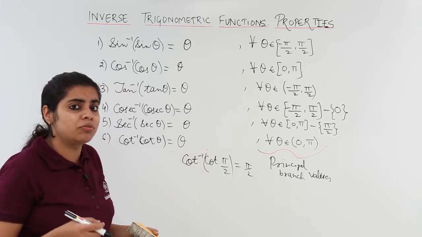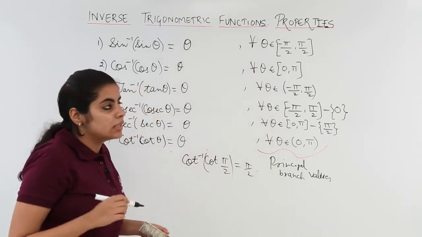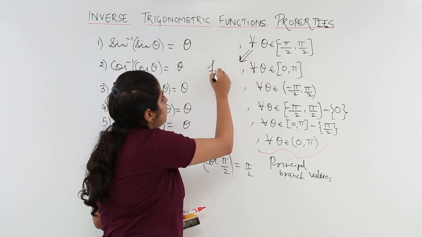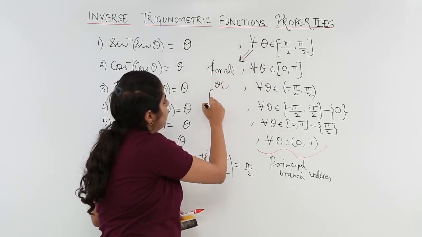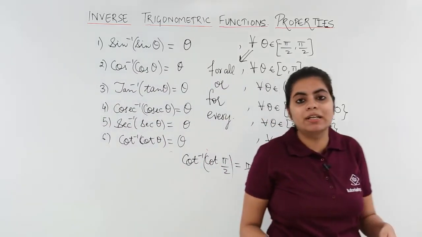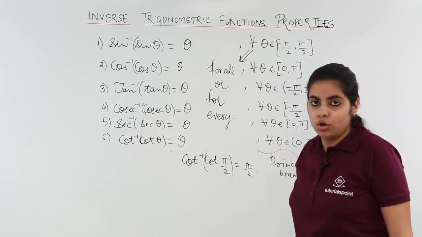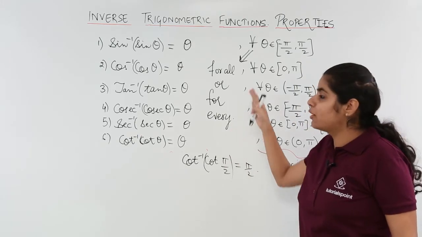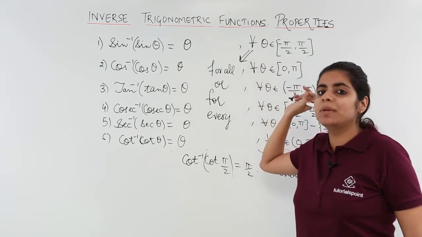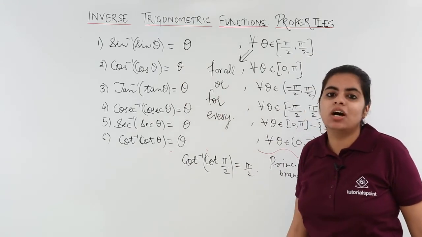One more important thing, some of you might not know the meaning or the pronunciation of the symbol. The symbol is called for all or for every. This symbol is very important in discrete mathematics specifically. As the name suggests, it means that for all thetas or for all angles which lie in the principal value branch, I have my answer as theta only.